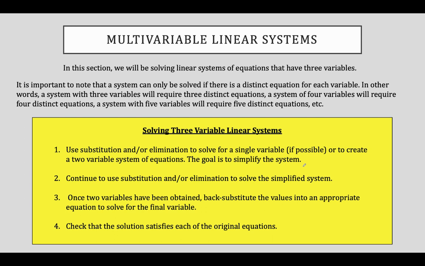If you can solve for a variable right off the bat, that's great. If not, see if you can turn your three-variable system into a two-variable system by using elimination or substitution. Step 2, continue to use substitution and/or elimination to solve the simplified system that we created in step 1. Once two variables have been obtained, back substitute the values into an appropriate equation to solve for the final variable. Generally, that's going to be one of the given initial equations, right? Back substitute to solve for the final variable.